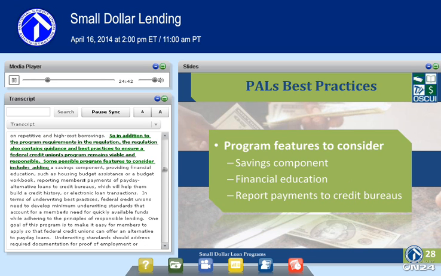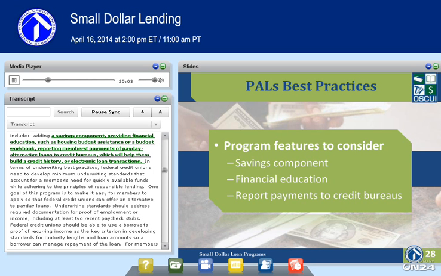So in addition to the program requirements, the regulation also contains guidance and best practices to ensure a federal credit union's program remains viable and responsible. Some possible program features to consider include adding a savings component, providing financial education, such as housing budget assistance or a budget workbook, reporting members' payments of payday alternative loans to credit bureaus, which will help them build a credit history, or electronic loan transactions.